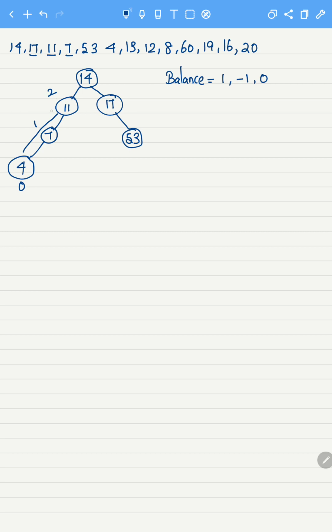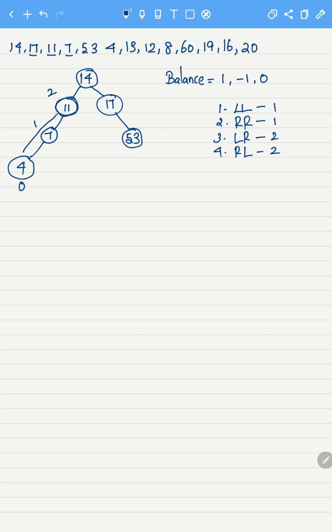So here you saw the balance is not 1, 0, or minus 1, so it means it is not a balanced tree. Okay, so you have to do the rotation. Okay, now this is the first node which is affected by its balance factor. So here you have to do the rotation. Now there are 4 cases for rotation. One is LL case, second one RR case, third one LR case, fourth one RL case. Okay, for these two you need only 1 rotation. For this one you need 2 rotations.